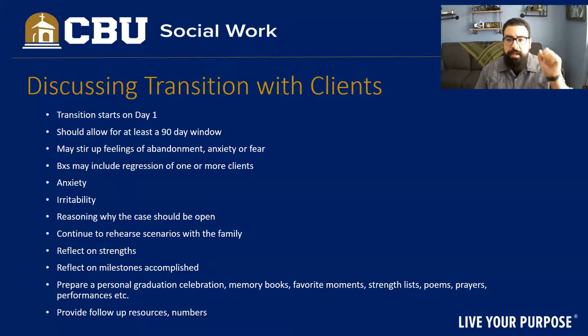What you want to do in a transition process is always talk about what resources the family will have available to them, what the client will have available to them when you leave. What's important to understand is that the client should leave with a book of resources. Sometimes you'll hear that referred to as a rainbow book. Rainbow books were books filled with resources and different color pages of possible resources that families may need.